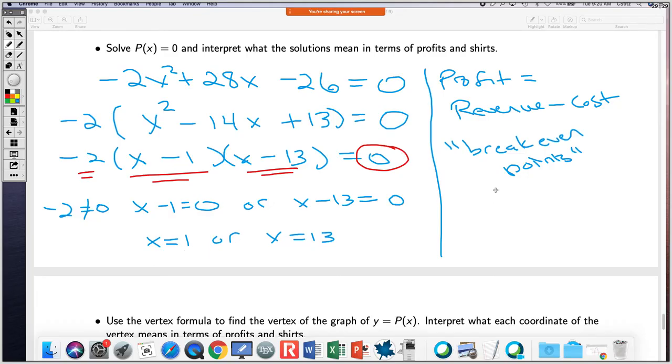So if we think about what's happening graphically, and we'll fire this up on Desmos here in a minute, we're starting off sort of in the hole here at negative 26. If we sell a shirt, we've already recouped that loss, but we don't want to sell too many. So we want to sell between 1 and 13 to actually make a profit. Right? Because we know it looks like a parabola that's upside down.